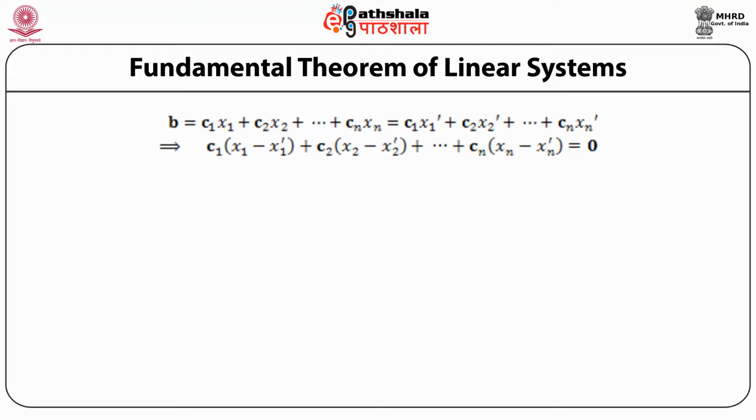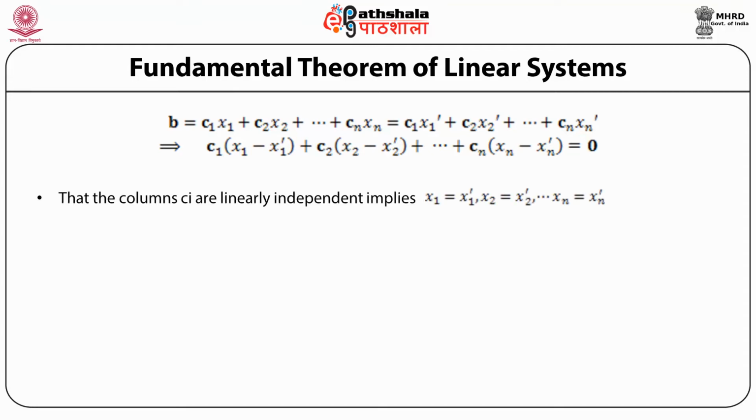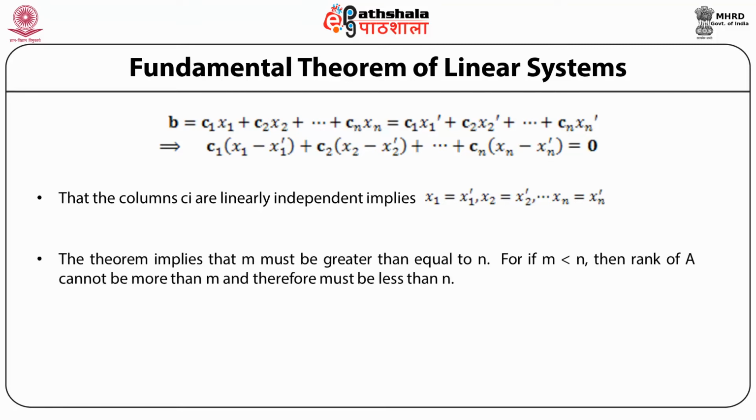plus C2 into x2 minus x2 prime plus so on till Cn into xn minus xn prime is equal to 0. That the columns Ci are linearly independent implies that x1 is equal to x1 prime, x2 is equal to x2 prime, and so on till xn is equal to xn prime. Hence, the theorem of uniqueness is proved. The theorem implies that m must be greater than or equal to n.